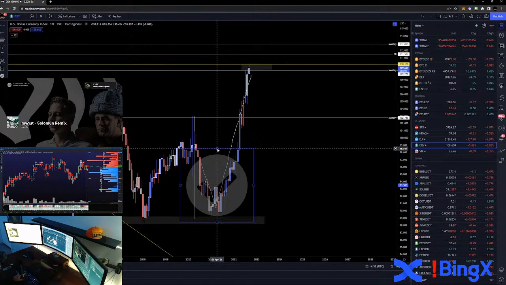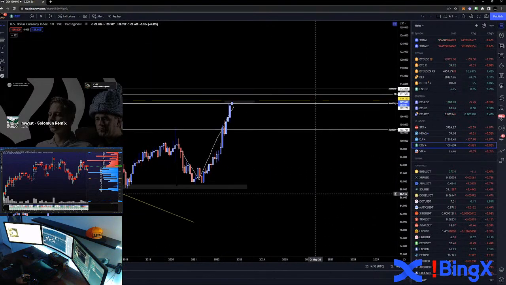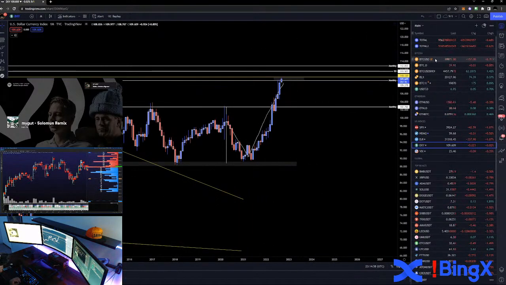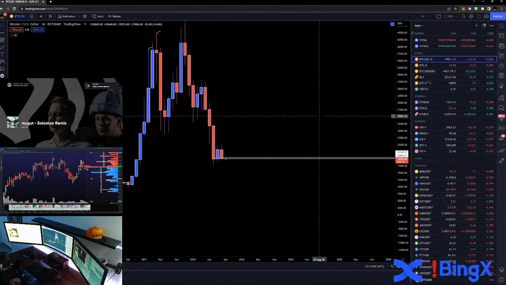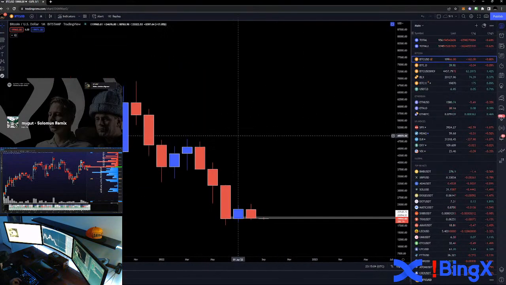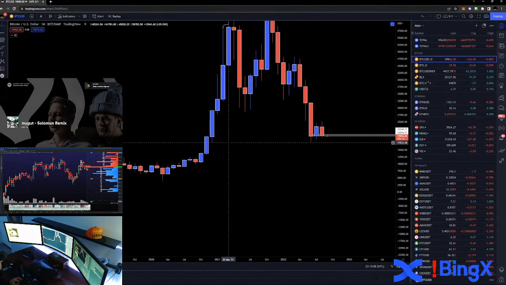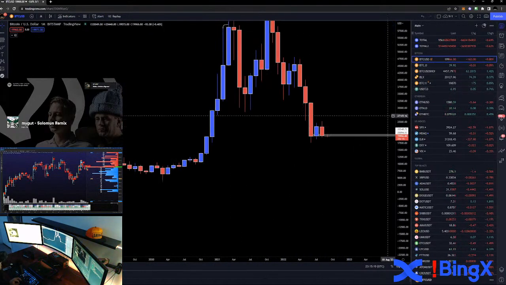Beautiful check right there. Anyways, dollar goes up, Bitcoin goes down. Here's the check mark. It looks real bad, fam.